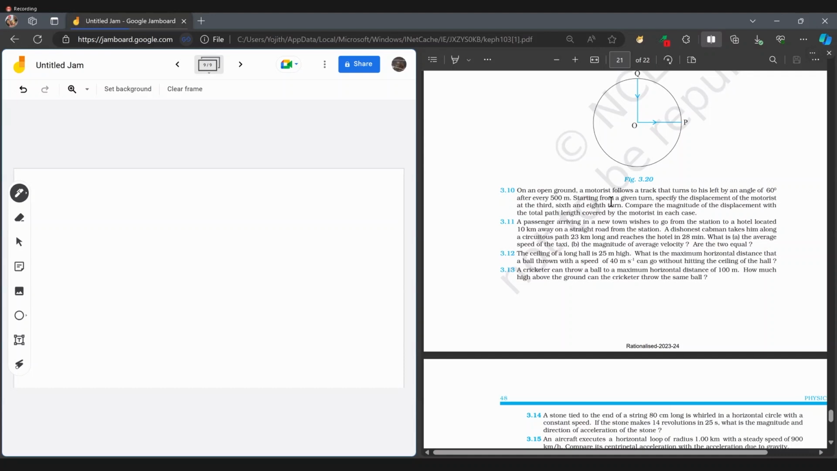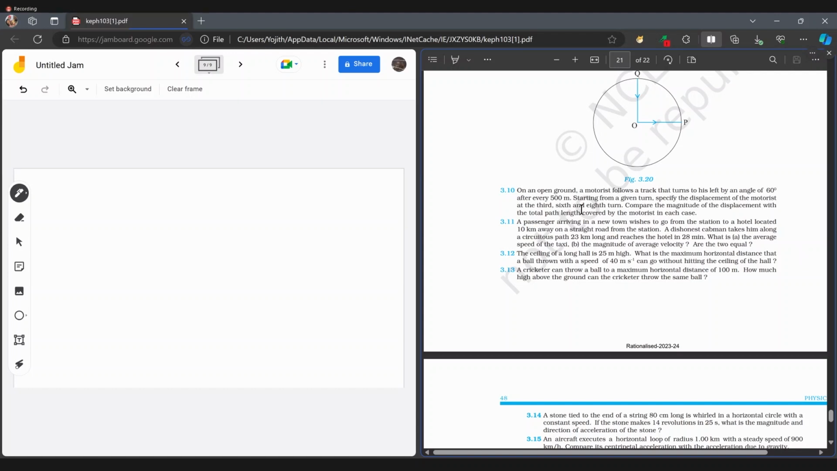On an open ground, a motorist follows a track that turns to his left by angle 60 degrees after every 500 meters. Starting from a given turn, specify the displacement of the motorist at the third, sixth, and eighth turn. Compare the magnitude of the displacement with the total path length covered by the motorist in each case.